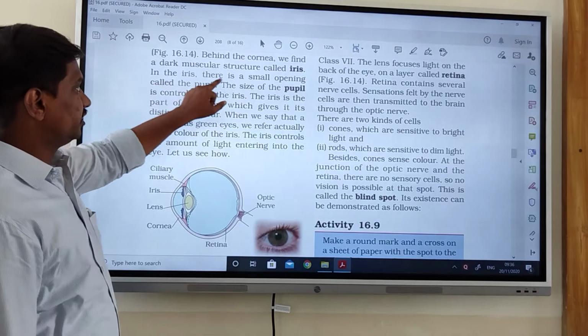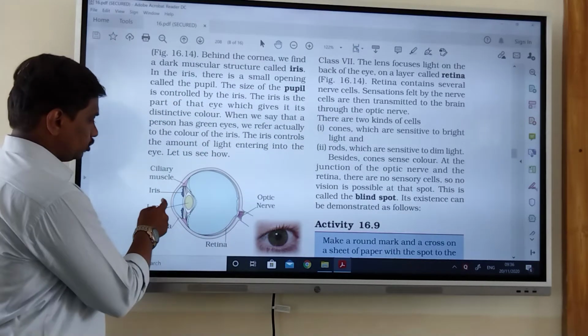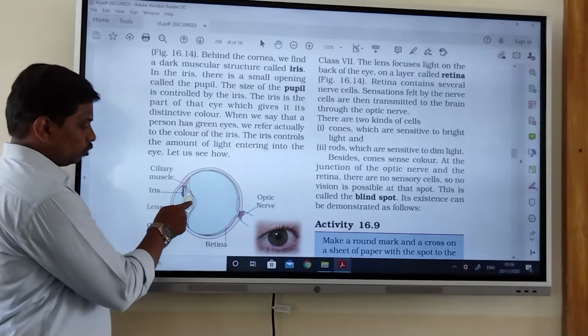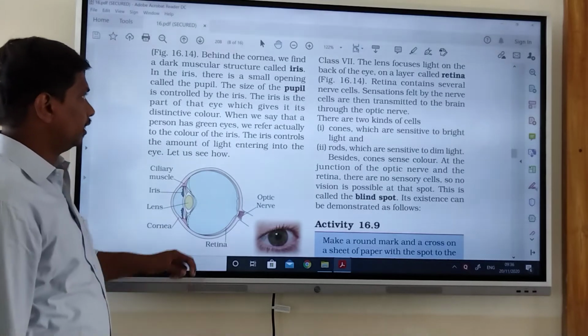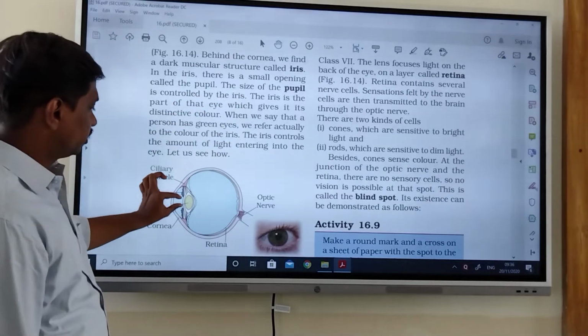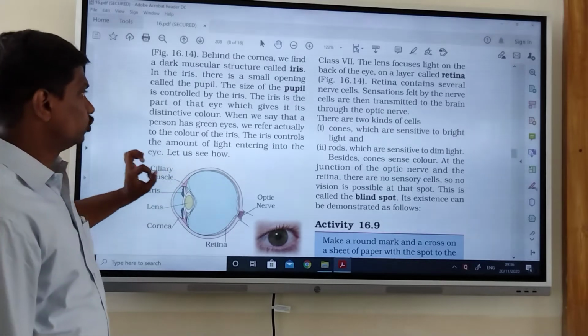In the iris there is a small opening called the pupil. This opening is called the pupil. The size of the pupil is controlled by the iris, by muscular action.